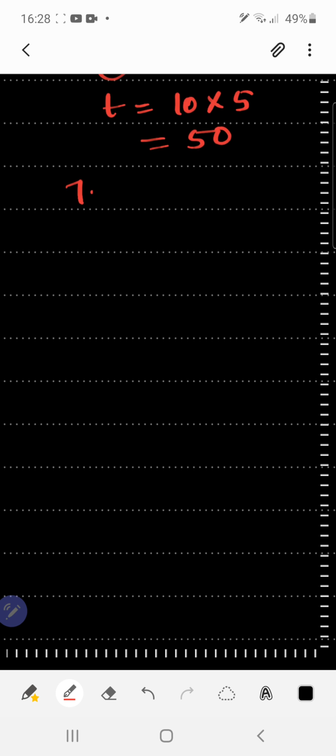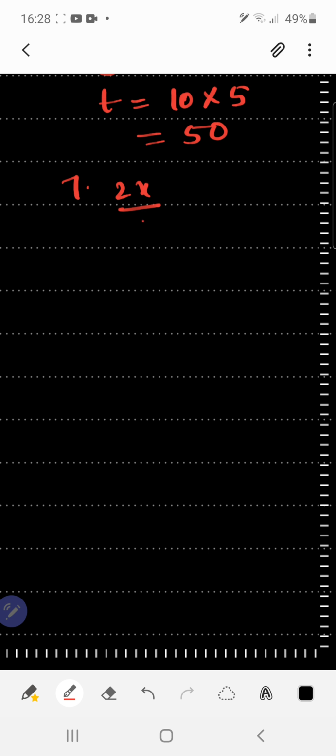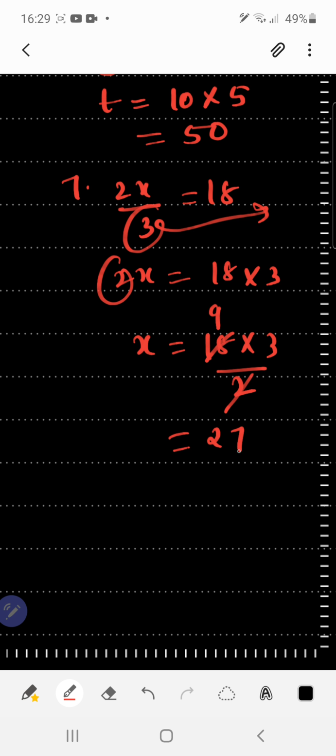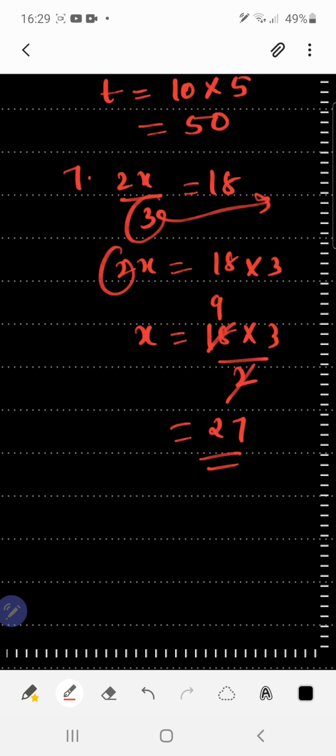Problem number 7, let's see. 2x upon 3 is equal to 18. So 2x is equal to 18. This 3 will be going into multiplication. So x is equal to 18 into 3 and this 2 will come down into division. 2 1s are 2, 2 9s are 18. So 9 3s are 27 is the final answer.